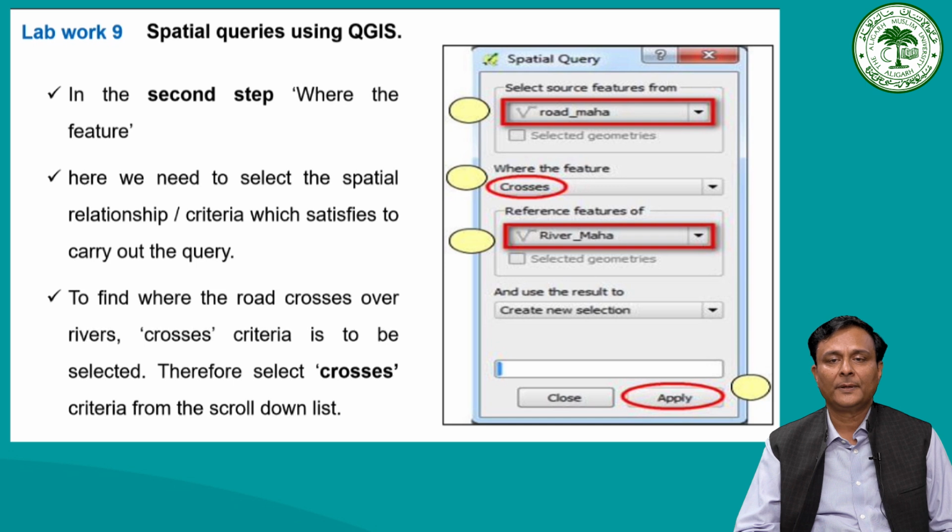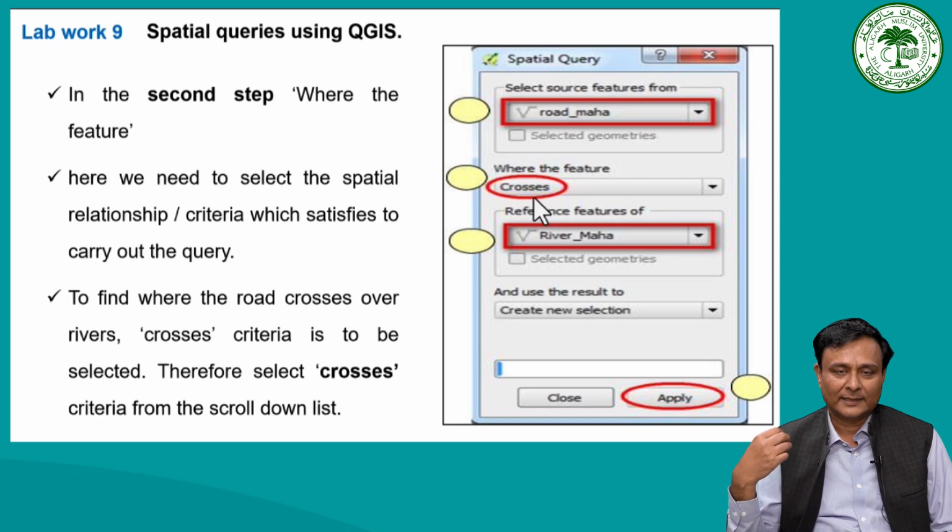Now in the second step, look into this particular aspect where my cursor is moving. There are many other options, where the feature crosses. It can be over the feature, crosses the feature, intersects the feature. So depending on your kind of spatial query, you have to select. So we are selecting where the feature is to be selected as crosses. So what we want to put as the spatial query is road Maharashtra which crosses the reference feature.